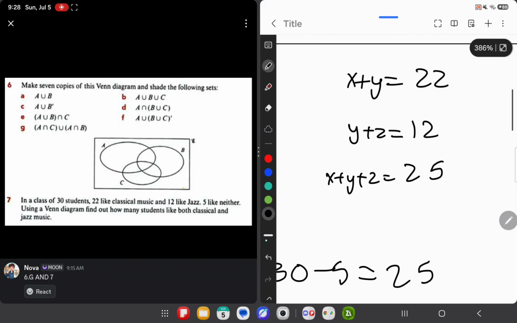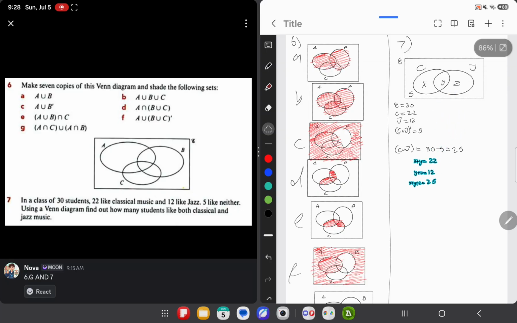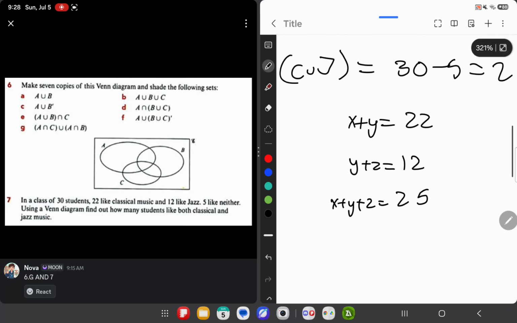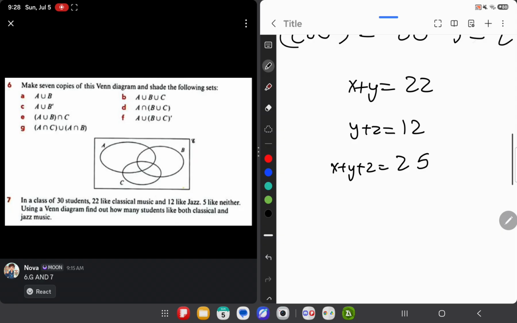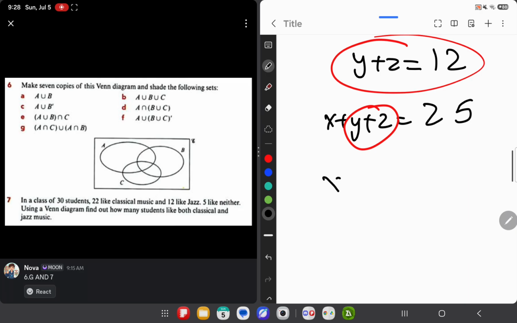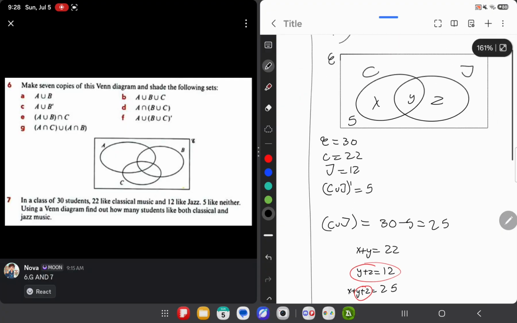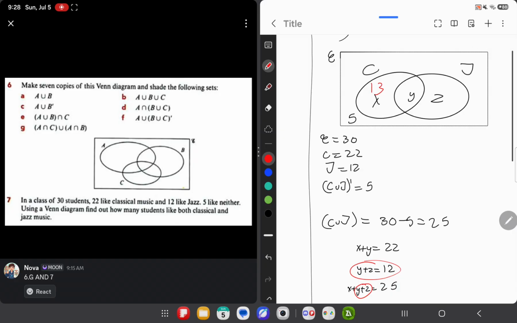You have these three equations. Okay, this is like a linear simultaneous equation but on steroids, because you have three linear equations. This is easy. Why? You see this, y plus z? You can just plug in 12. x plus 12 is equal to 25. x is equal to 25 minus 12, which is 13. Wow, 13. We already got our answer, 13.